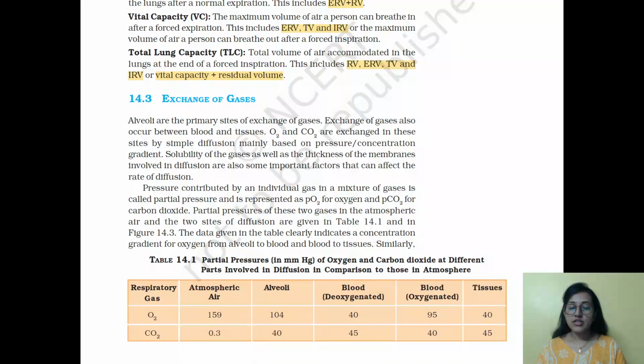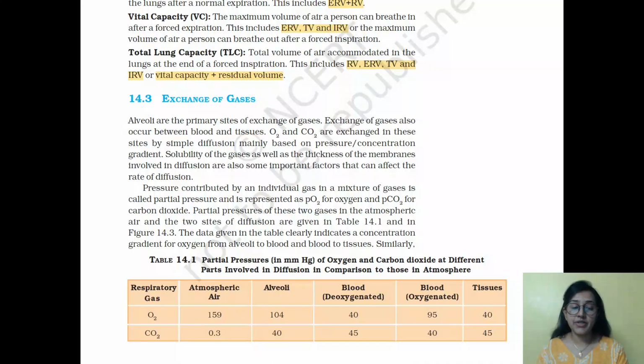If you notice, you can see that in the deoxygenated blood and in the tissues, the partial pressure of oxygen and partial pressure of carbon dioxide both are the same. In case of oxygen, in deoxygenated blood and tissues, it is 40 millimeter mercury. In case of carbon dioxide, both in deoxygenated blood and tissues, it is 45 millimeter mercury.